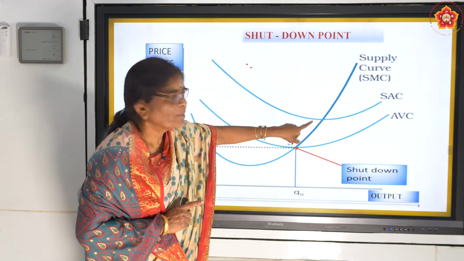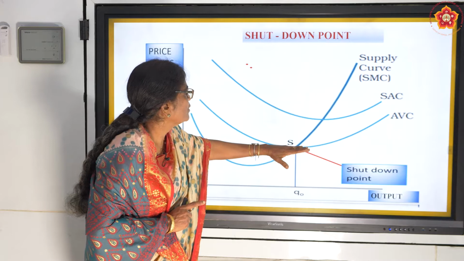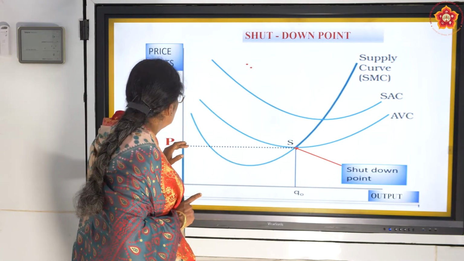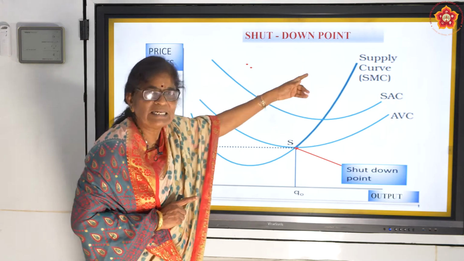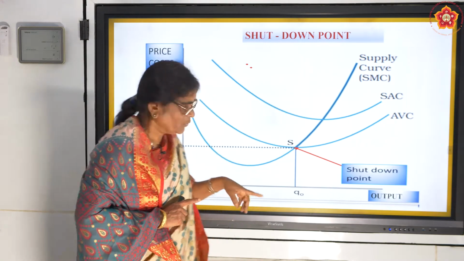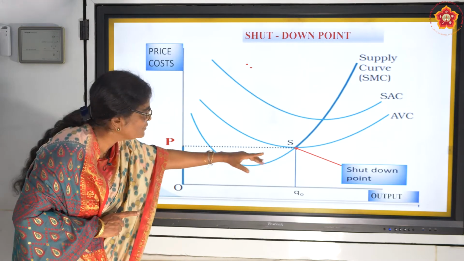What is case 1? Price is greater than average variable cost. You can see here, greater than or equal. At this point it is equal, and above this point price is greater than. Therefore, this is the supply curve for the positive level of output. And what is this? This is the case where price is less than average variable cost.